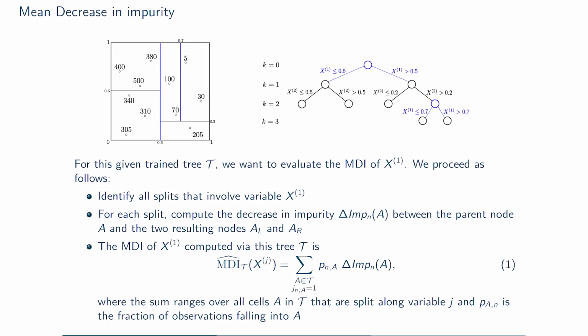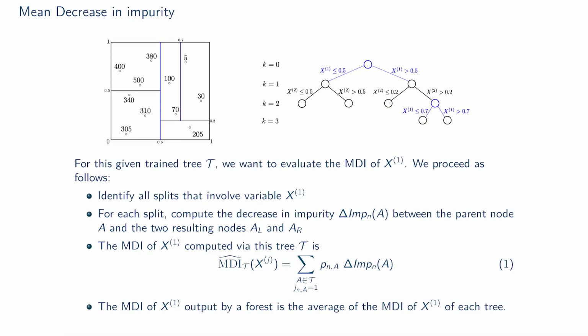From these impurity decreases, we calculate their weighted average, where each impurity decrease is weighted by the proportion of observations in the cell where the cut is made. The calculation of the MDI of variable x1 by the forest is given by the average of the MDIs of each of the trees in the forest.